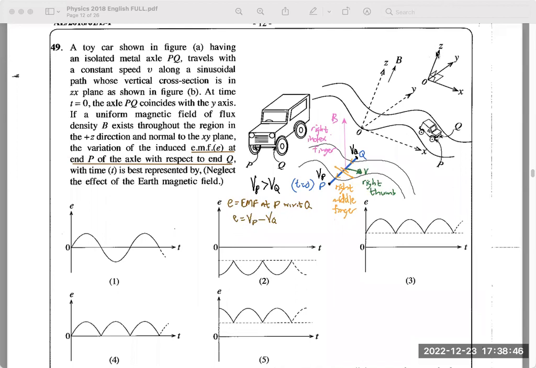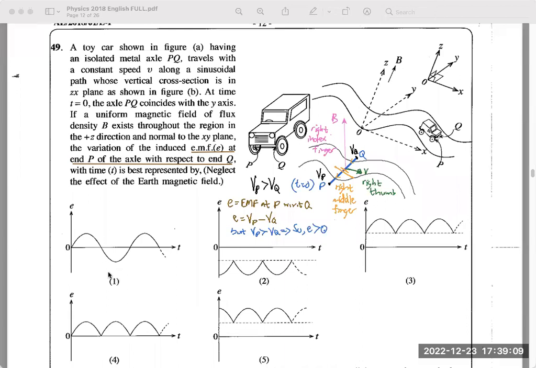The point I'm trying to make here is, since Vp is bigger than Vq, what can I say about the value of E? E has to be a positive value. So your graph should be on the positive side.